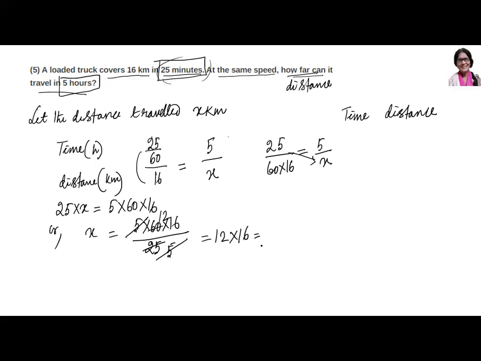How much will it be? 12 times 6 is 72, carry 7, 192 kilometers it will travel. So the truck travels 192 kilometers in 5 hours.